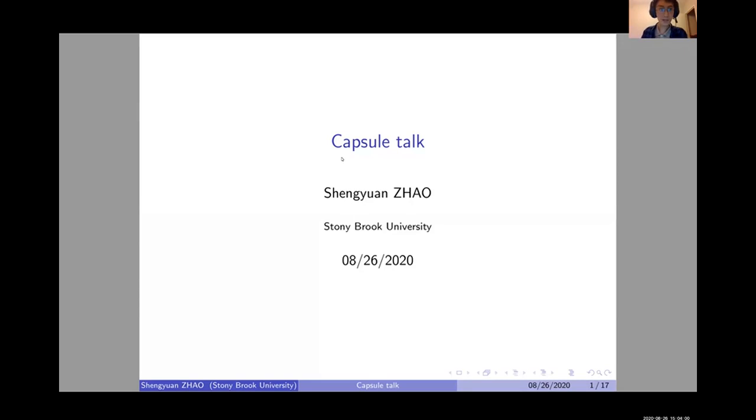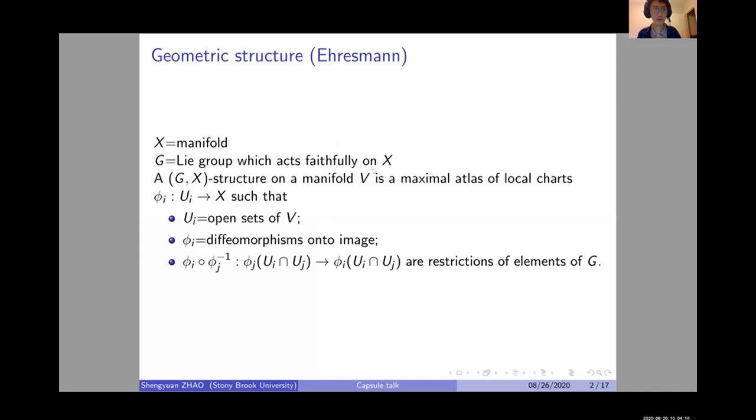So today I'm gonna talk about something that I call a birational Kleinian group. And let me begin with the classical notion of geometric structure introduced by Ehresmann. So a geometric structure on a manifold is just a way to patch the coordinates.